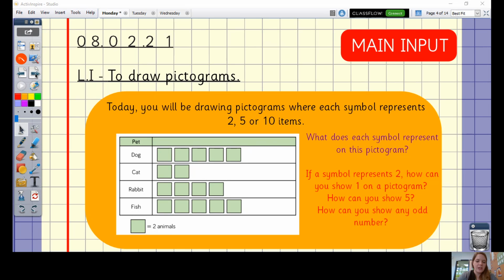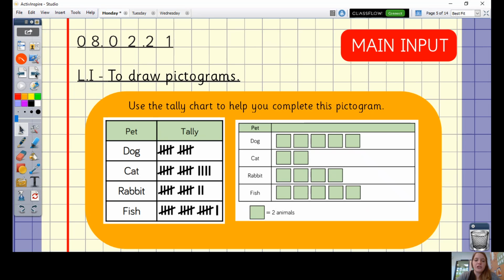Let's have a look at this pictogram again. I'd like you to use the data in the tally chart to complete this pictogram. Have a look through each of the pets and look at the pictogram, and make sure that the pictogram matches the tally chart. Let's do the first one together, and then you can do the rest on your own. I'm going to count the total of dogs, counting up in twos to find out how many I've got in my pictogram already. 2, 4, 6, 8, 10.